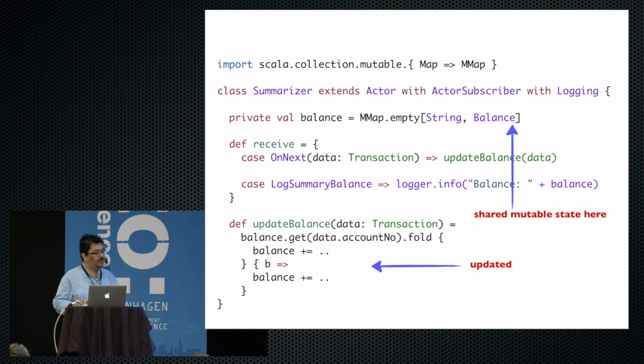Now, this is an example of an actor which is part of an implementation of a real life domain model. Transactions come and somewhere we need to aggregate them, compute the per account balance as part of an in-memory domain model. And the most performance efficient way of doing it is to use a mutable map. So we are using an actor in order to do that, and it's part of the implementation.